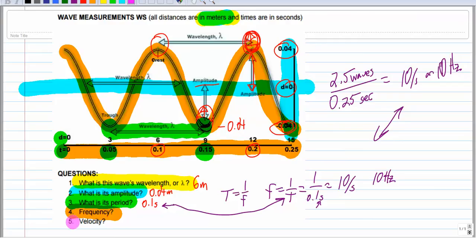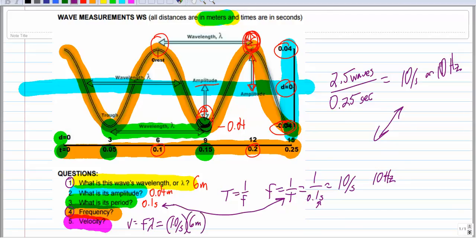Last question, get the velocity of the wave. What's its velocity? If you've gotten to this quiz, you probably have already learned that velocity is frequency times wavelength. And all we have to do here is take our number 4 answer and multiply it by our number 1 answer. So our frequency, we said, was 10 hertz. And just so I don't forget that it's per second, I'm going to write it per second instead of hertz. And then the wavelength was 6 meters.